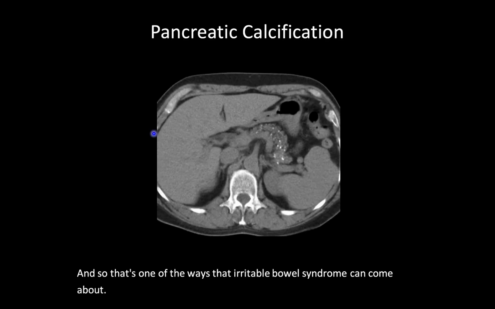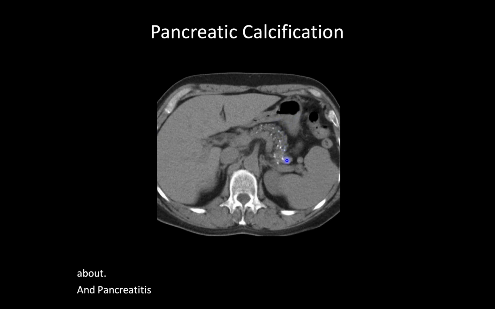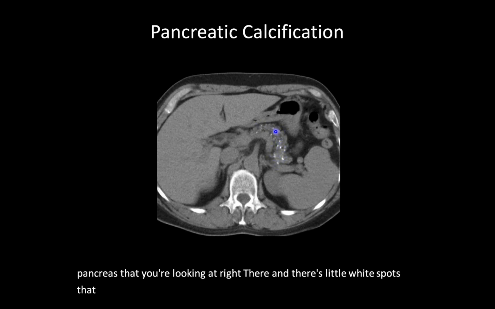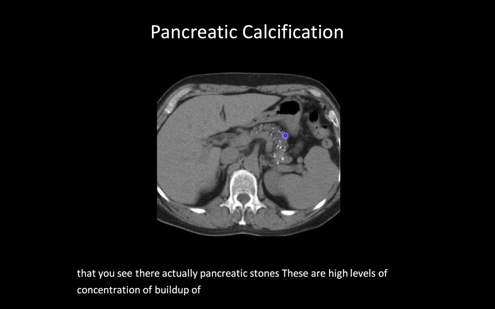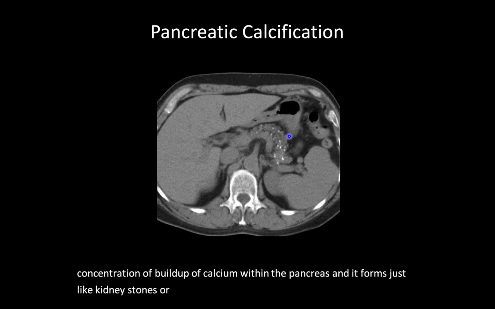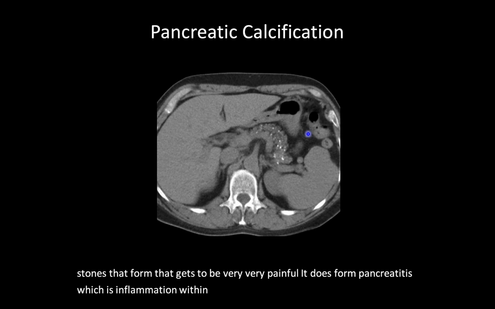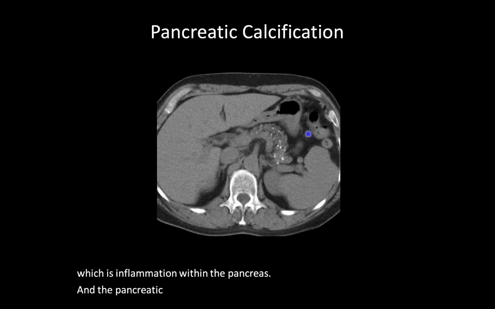And pancreatitis or pancreatic calcification. And so right here, this here is the pancreas that you're looking at right there. And those little white spots that you see are actually pancreatic stones. These are high levels of concentration of buildup of calcium within the pancreas, and it forms just like kidney stones or gallbladder stones. You can actually have pancreas stones that form, and that gets to be very, very painful. It does form pancreatitis, which is inflammation within the pancreas, and the pancreatic duct becomes blocked.